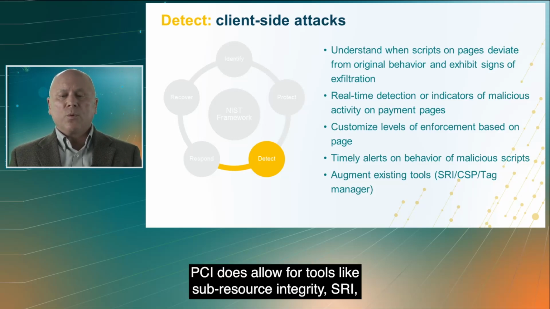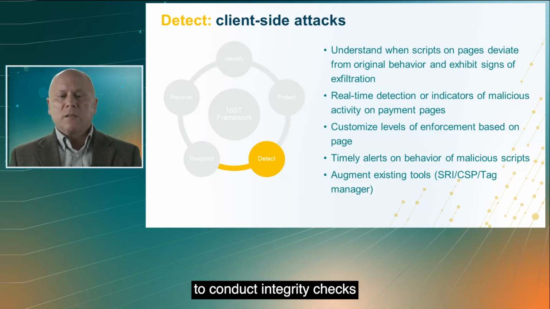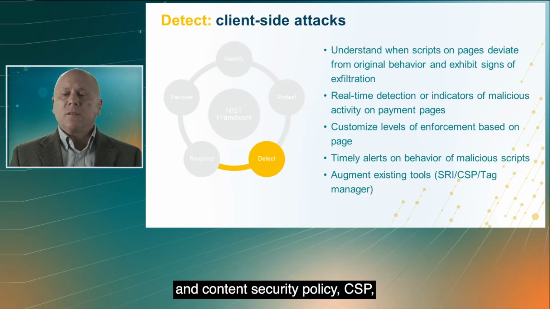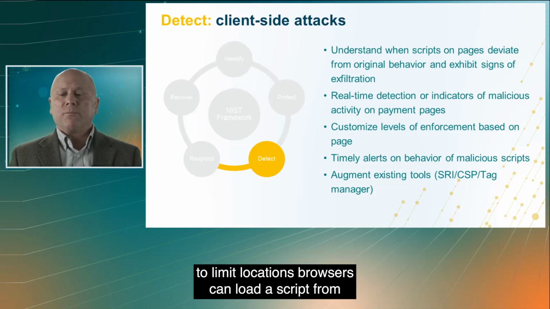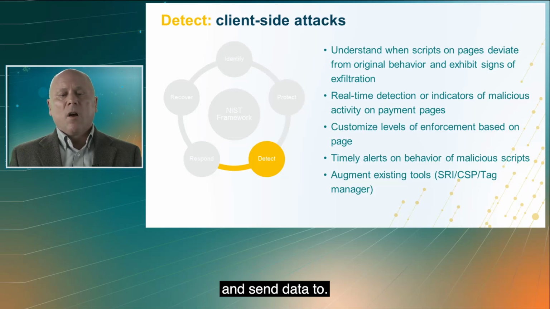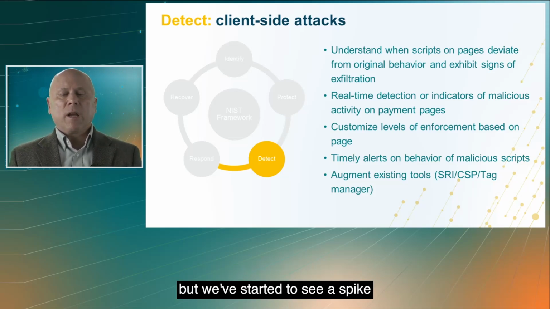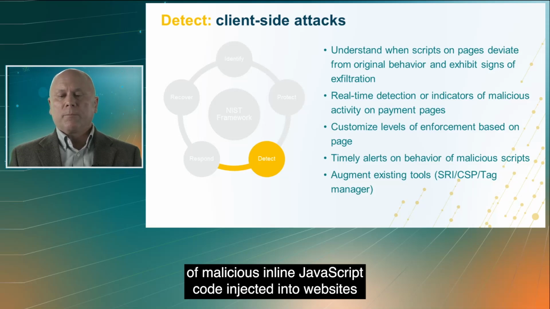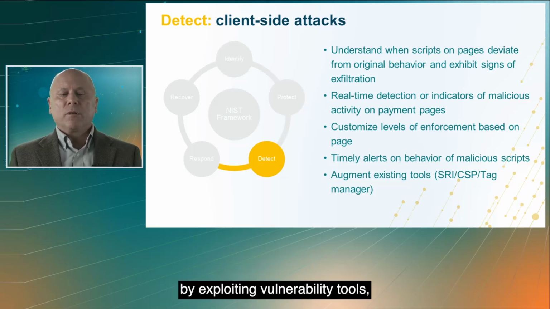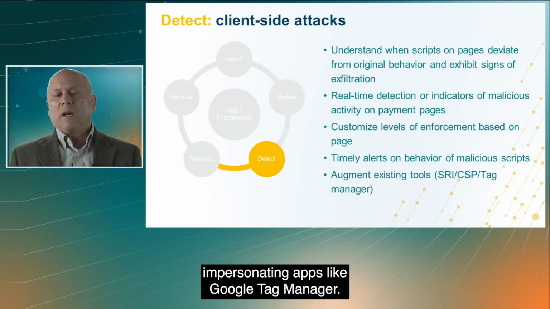PCI does allow for tools like sub-resource integrity, SRI, to conduct integrity checks to ensure a script was not tampered with, and content security policy, CSP, to limit locations browsers can load a script from and send data to. Also, tag management tools still have a place, but we've started to see a spike of malicious inline JavaScript code injected into the website by exploiting a vulnerability, impersonating apps like Google Tag Manager.